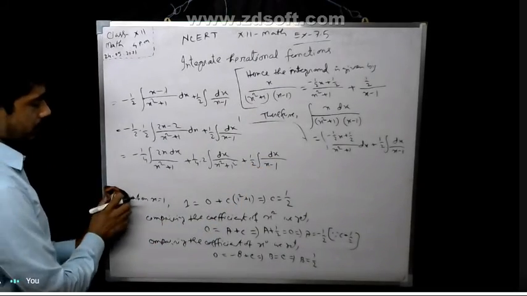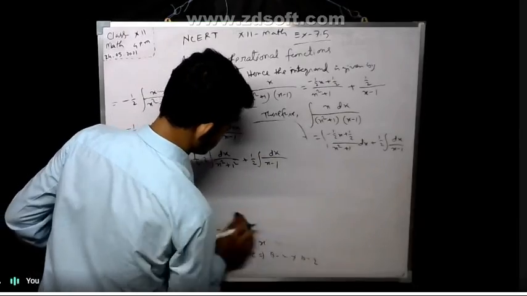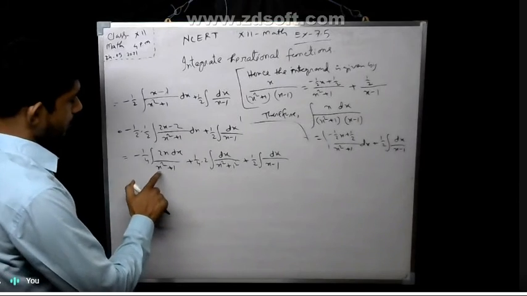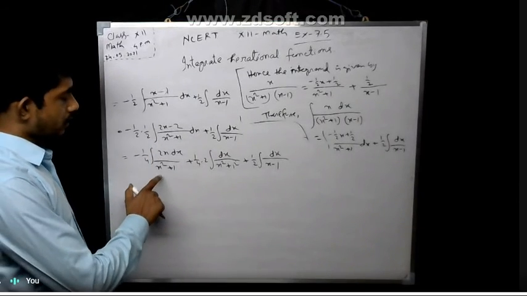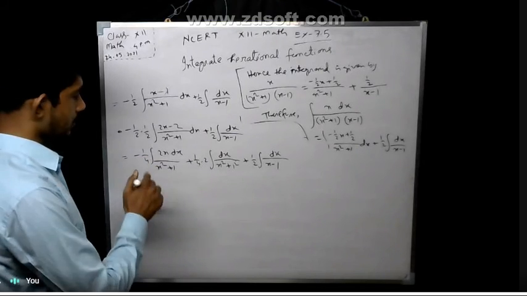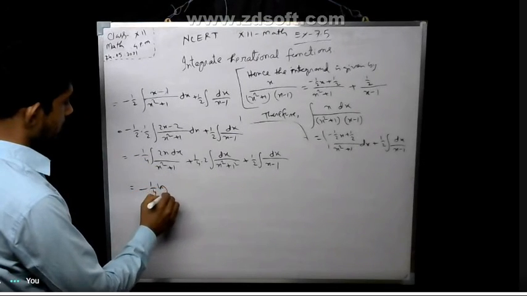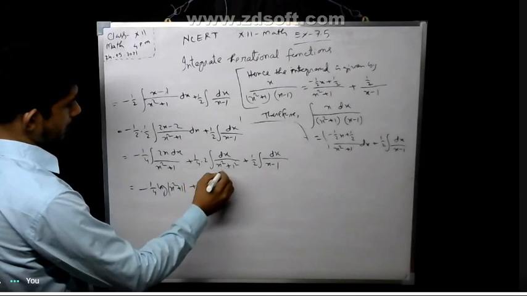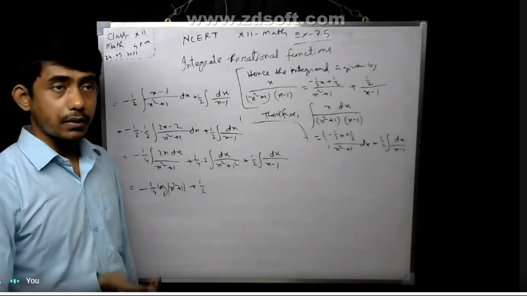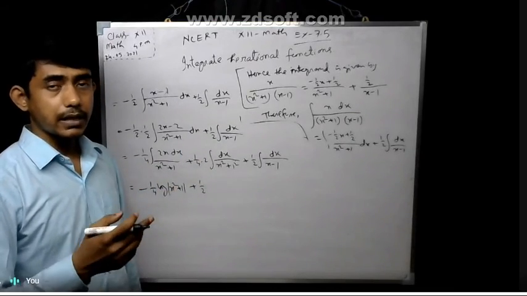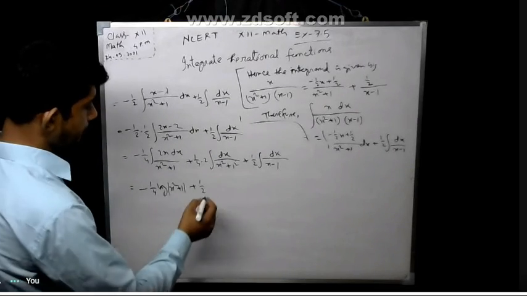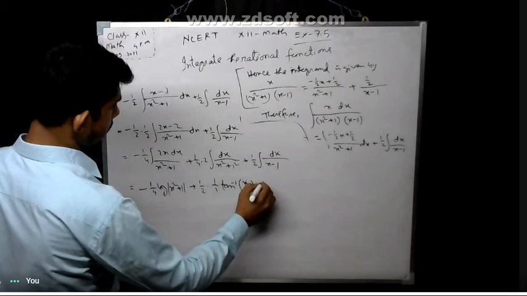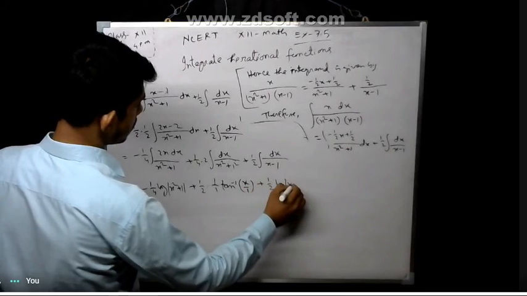It is going to be completed now. The derivative of x square plus 1 is 2x. So the derivative of the denominator is the numerator. That's how you can write log of this, minus 1 by 4 log of x square plus 1. It is plus half, x square plus a square means 1 by a tan inverse x by a, 1 by a tan inverse x by a, plus half into again log of x minus 1, plus c.